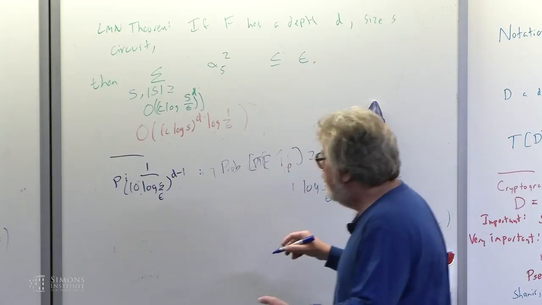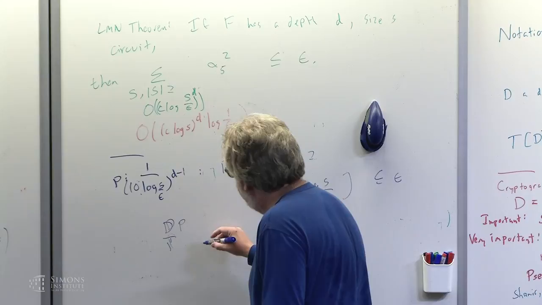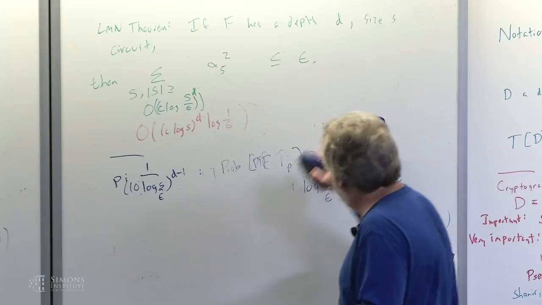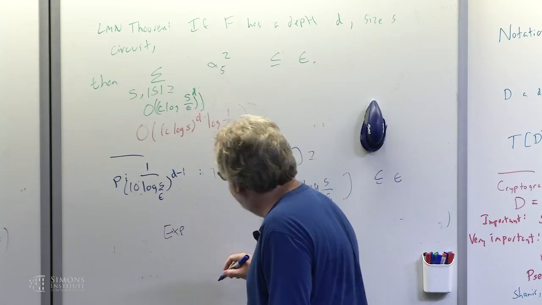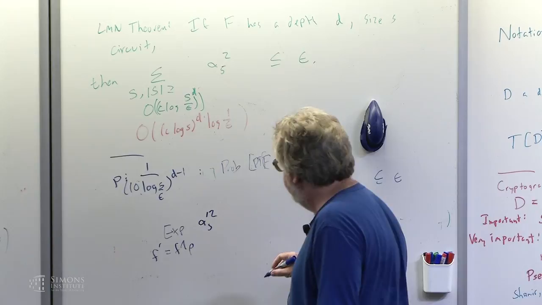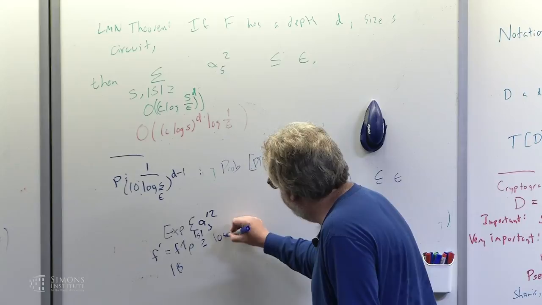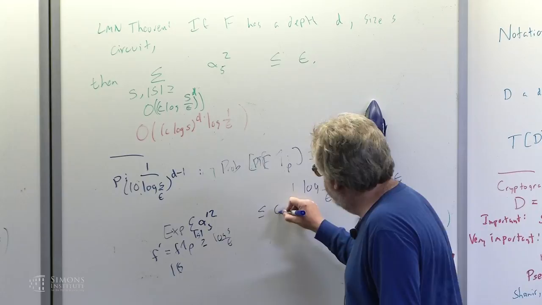that means the expected value over rho of alpha of s squared or alpha prime of s squared, when f prime equals f restricted by rho, and s is greater or equal to this log s over epsilon, is at most epsilon.